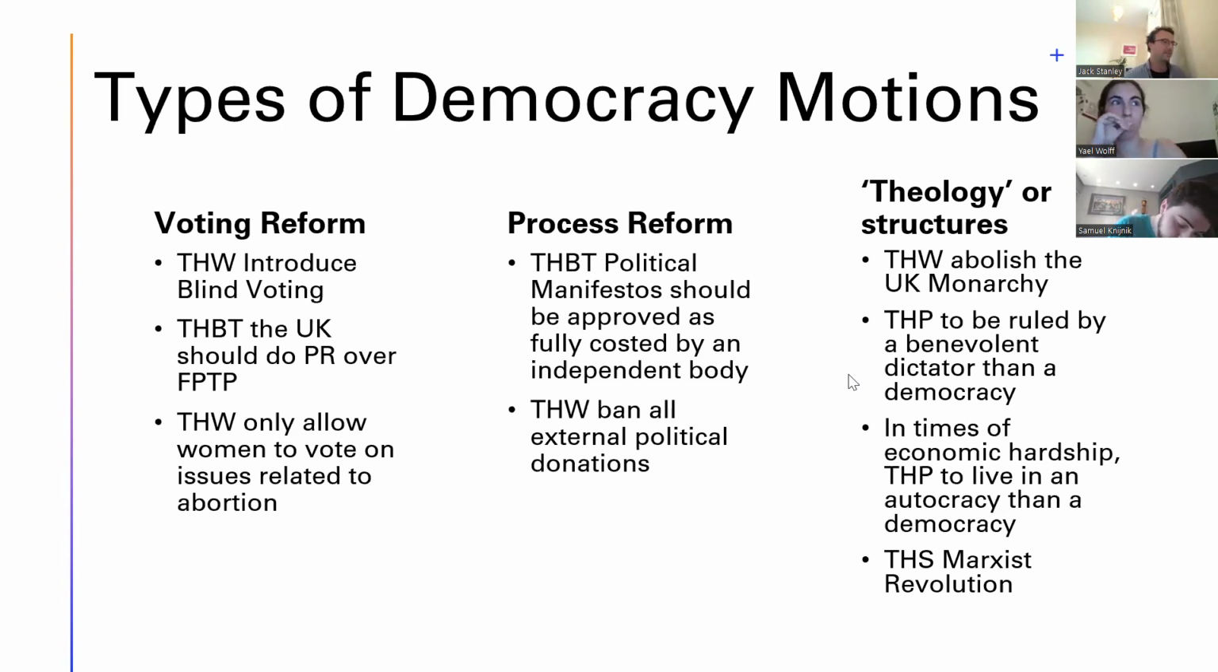Whether the UK should implement proportional representation over first past the post, whether we should only allow certain groups of people to vote on issues if those issues only really relate to them, and things that we can do to make voting better. Do we have blind voting like we had at the original Zagreb Euros? Or I don't think it even was. It might even have been the second one, 2014 Zagreb Euros. Or do we do other things like have negative votes and various different kinds of voting reform?